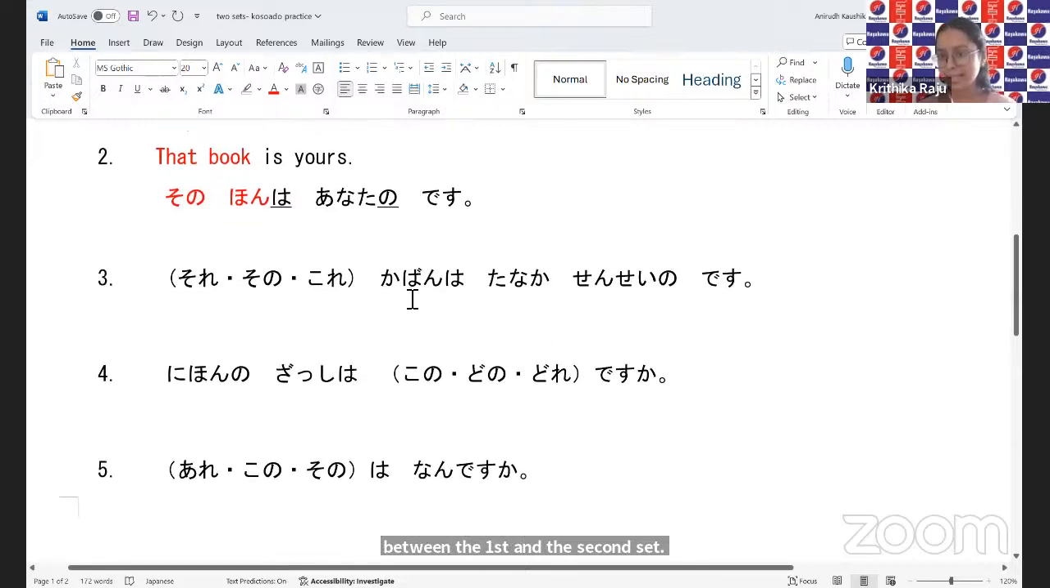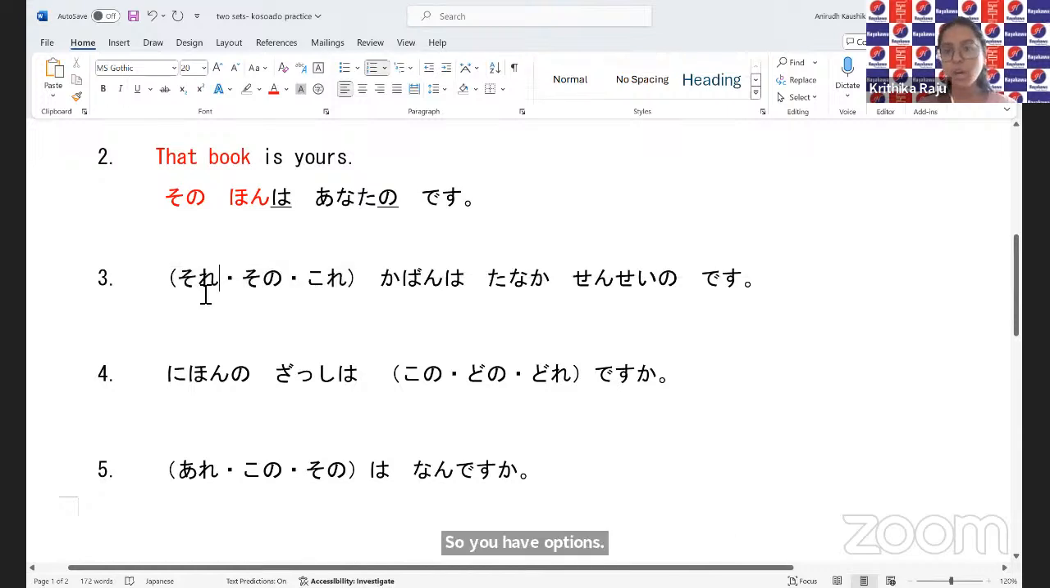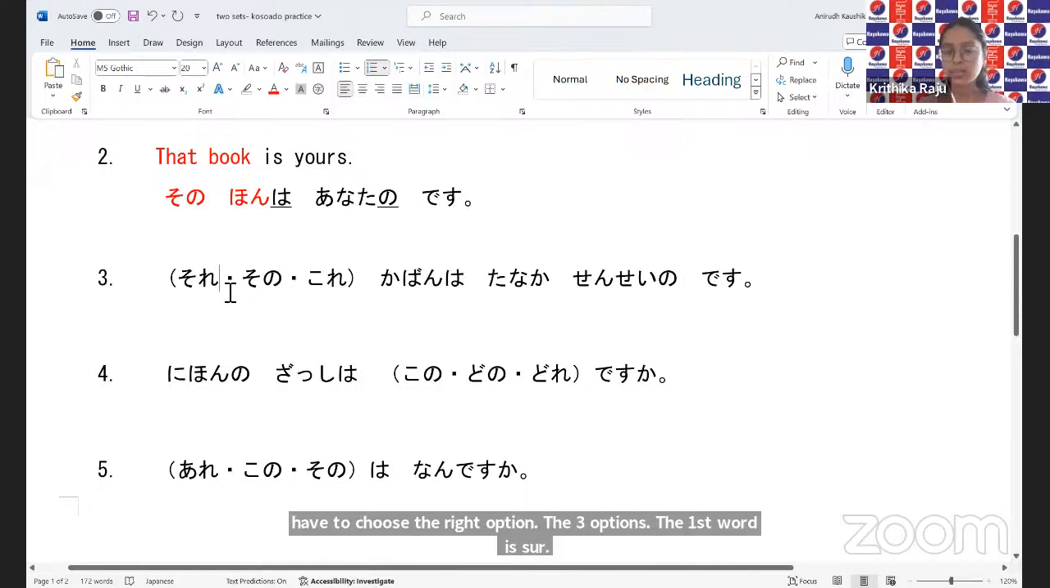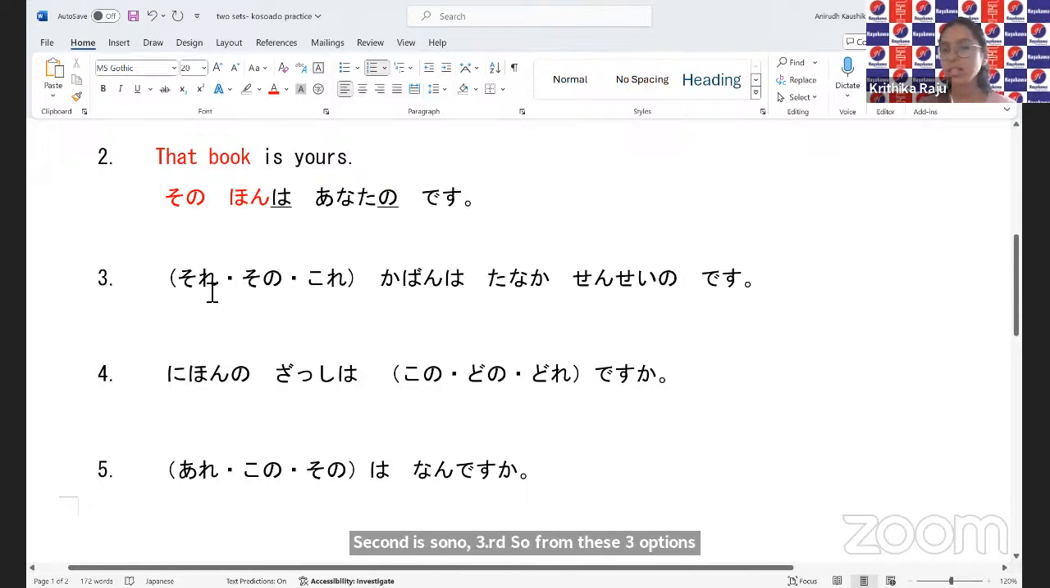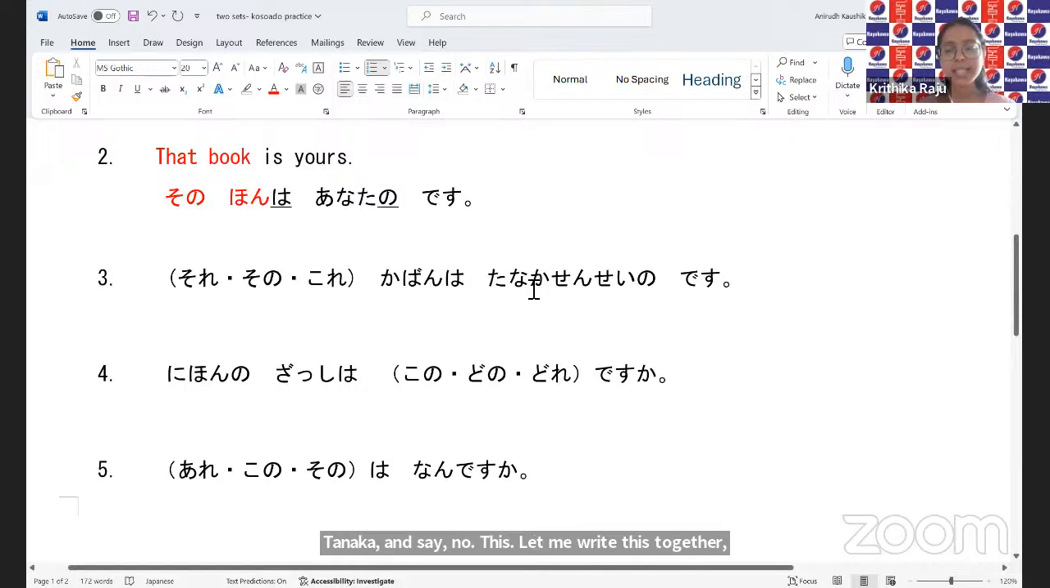Now let's look at the next 3 sentences. Hopefully that gets clear. So you have options. You'll have to choose the right option. There are 3 options. The first word is sore, second is sono, third is kore. From these 3 options, you have to choose what will come in this sentence. Kaban wa Tanaka sensei no desu. Let me write this together. What does Tanaka sensei no desu mean?